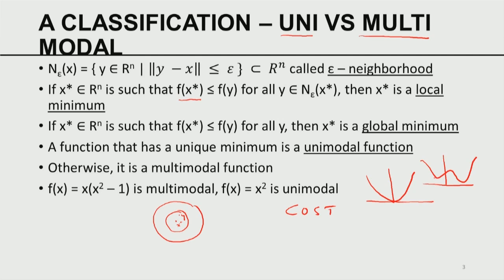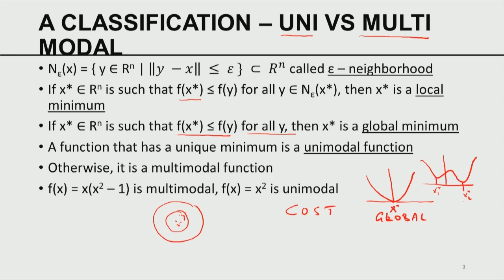So for example, in this case, this is the local minimum. So this is x1 star. This is x2 star. In this case, this is x star. So x1 star is the local minimum. X2 star is the local minimum in the sense that if you go in any direction away from the minimum, the value of the function is going to increase. That's the basis in here. If x star is such that f of x star is less than f of y for all y, then it's called a global minimum. So in this example, x star is a global minimum. This is global.